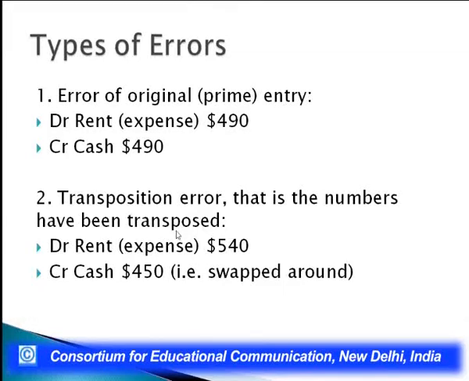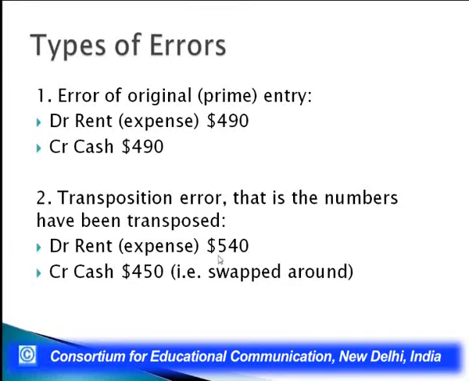The second type of error is transposition error. That is, the numbers have been transposed. On one side, we have written a wrong value. Say, for example, rent was supposed to be debited by 450. Instead of 450, you wrote 540, right? So we transposed 4 by 5, 5 by 4.